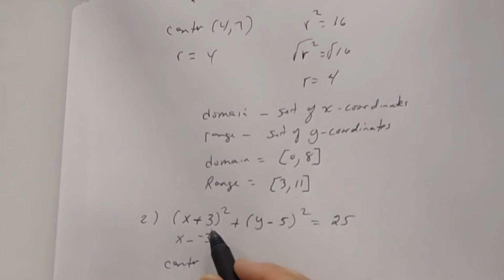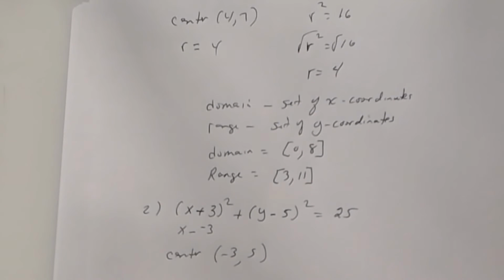So when determining your center, you need to think x minus, y minus. So x plus 3 is really x minus a what? Negative 3. So h, the x coordinate of your center, is negative 3. Y minus k, I already had that y minus, so what's the y coordinate of your center then? 5. So there's your center. Your center is negative 3, 5.